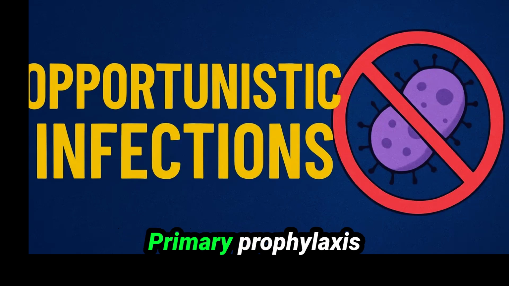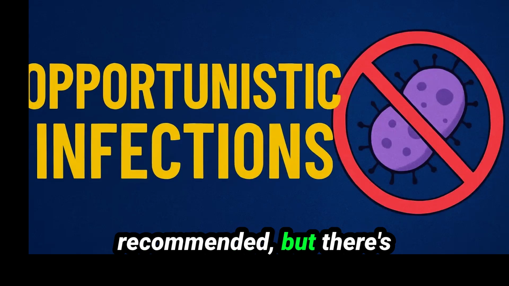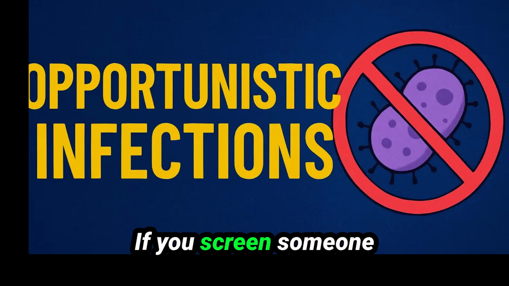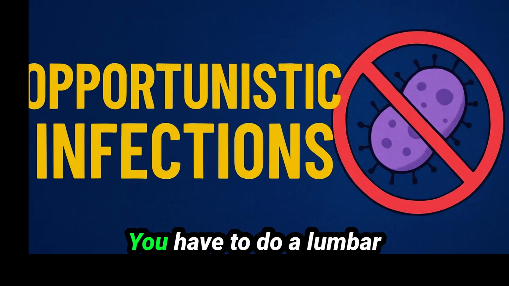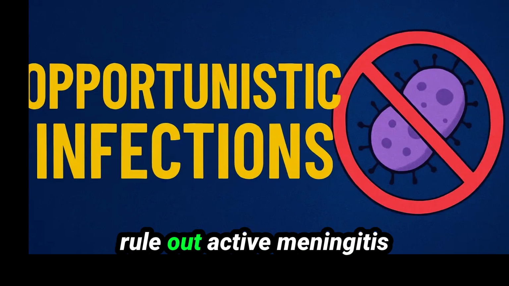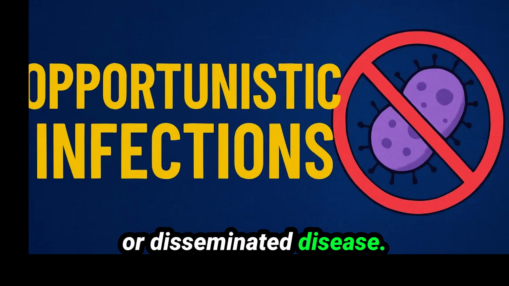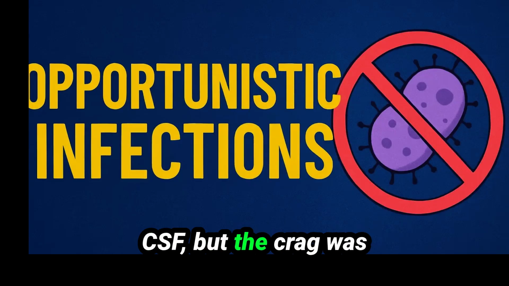What about preventing it? Primary prophylaxis? Generally, routine primary prophylaxis isn't recommended. But there's a critical exception. Yeah. If you screen someone and their CrAg test comes back positive, even if they seem fine, what do you do? You have to do a lumbar puncture, an LP, and get blood cultures to rule out active meningitis or disseminated disease.